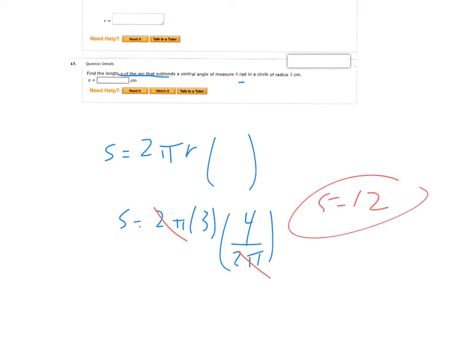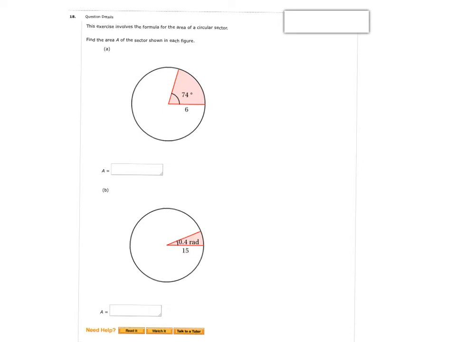Nice and simple. All right, next up, these ones, I am going to use my area formula. Since it's asking for the area, it's going to be pi r squared times whatever fraction of the circle you're looking at.